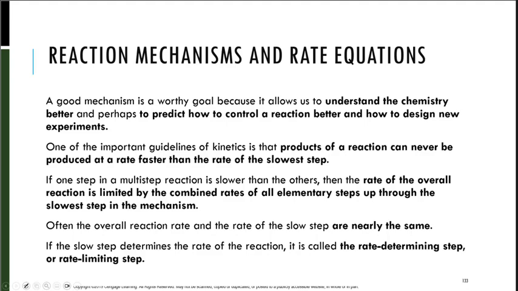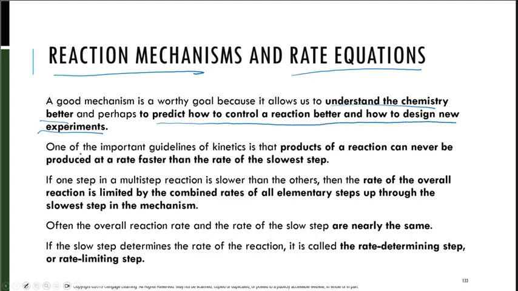Continuing on with Chapter 7, we are looking at reaction mechanisms and rate equations. A good mechanism is a worthy goal because it allows us to understand the chemistry better and perhaps to predict how to control a reaction better and how to design new experiments. One of the important guidelines of kinetics is that products of a reaction can never be produced at a rate faster than the rate of the slowest step.